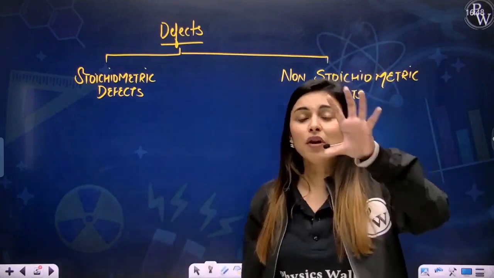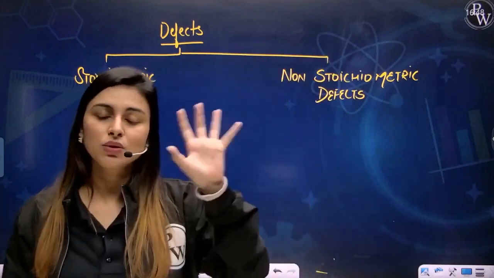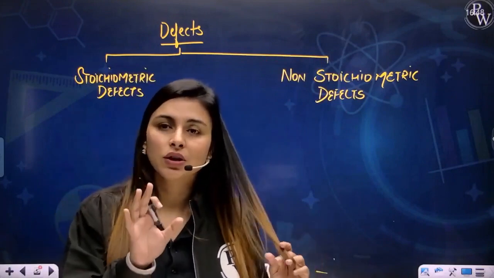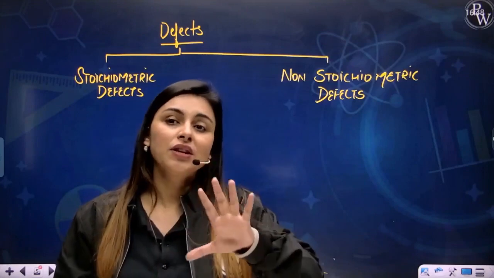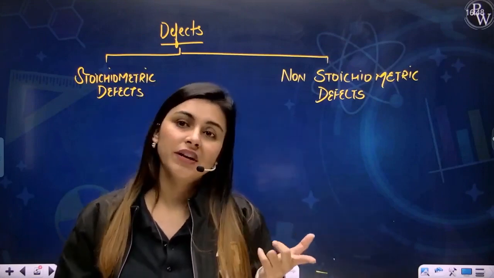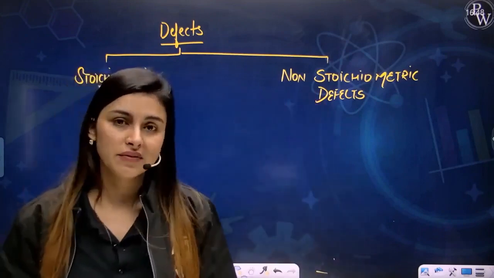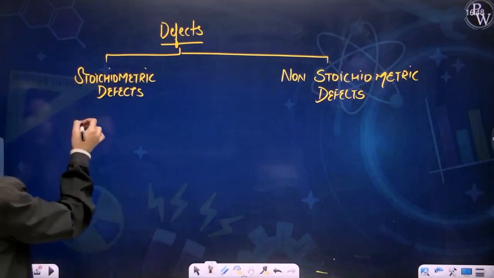See, you have a particular ratio of your cations to anions, right? You have solids, you have cations and anions. So you have a particular type of cations and anions ratio. If that ratio is maintained, then it is a stoichiometric defect. If that ratio is not maintained, then that is a non-stoichiometric defect. I'll give you an example, you'll understand. Let's first understand this particular point.